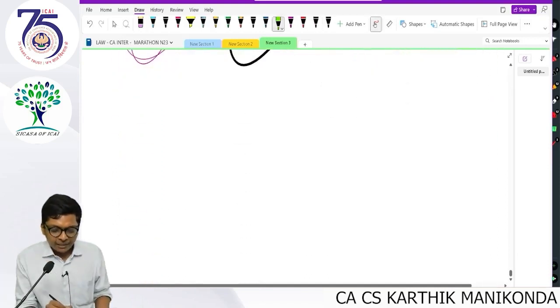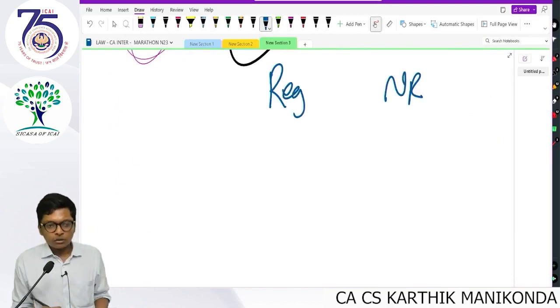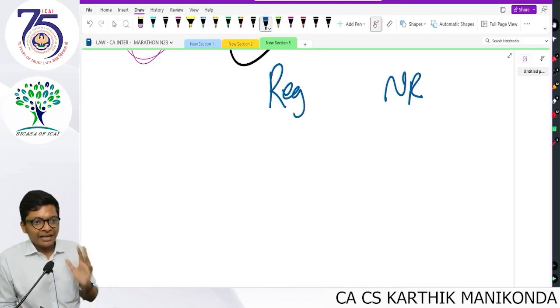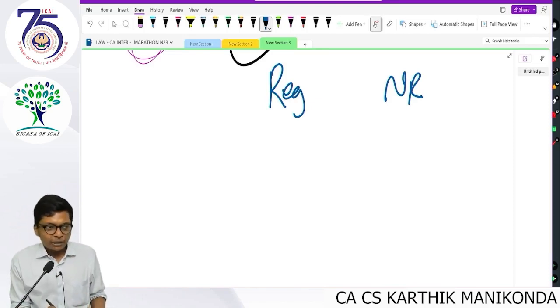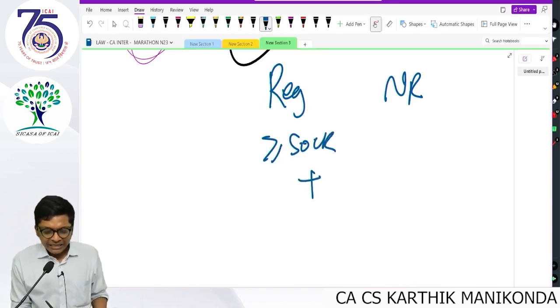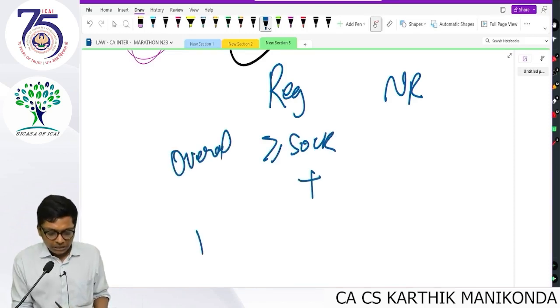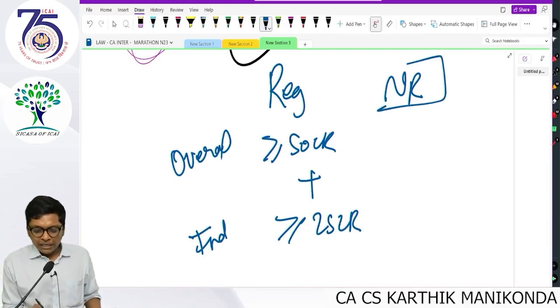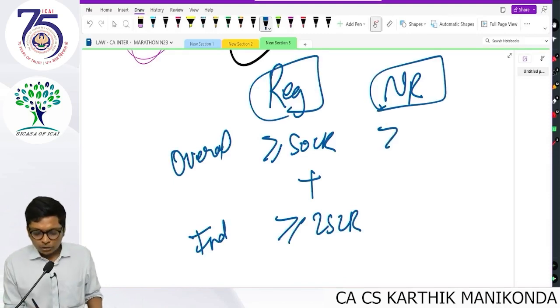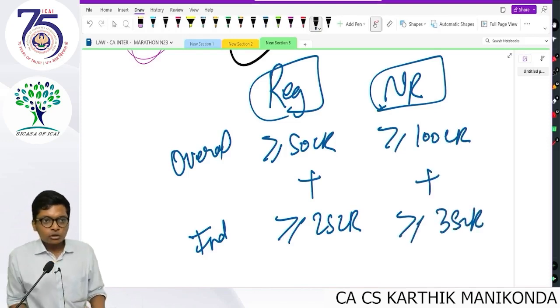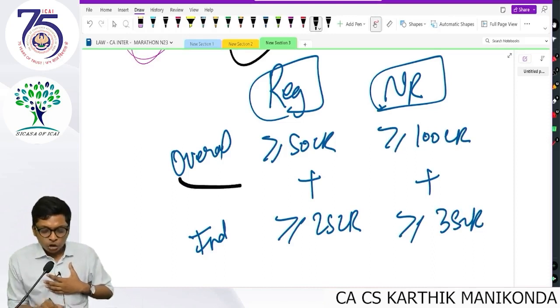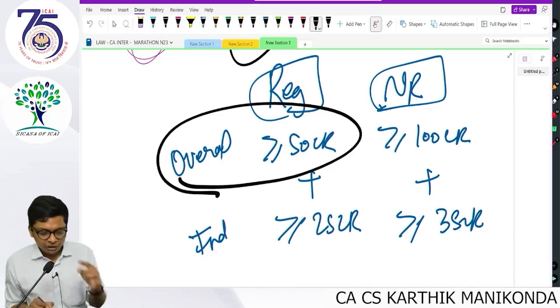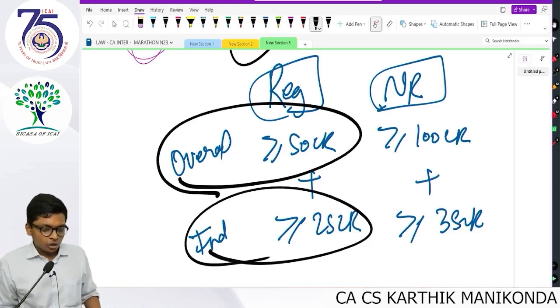For cost audit, let me write the limits quickly, guys. We have regulated sector and non-regulated sector. For whom is cost audit mandatory? If the turnover of the company in the regulated sector crosses, and this is overall, and the individual product crosses 25 crores. Non-regulated sector crosses and the individual product crosses. So, overall turnover of the company should cross 50 crores and the individual product should cross 25 crores. Then what's applicable?